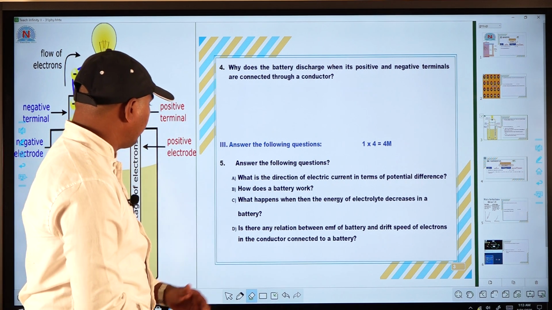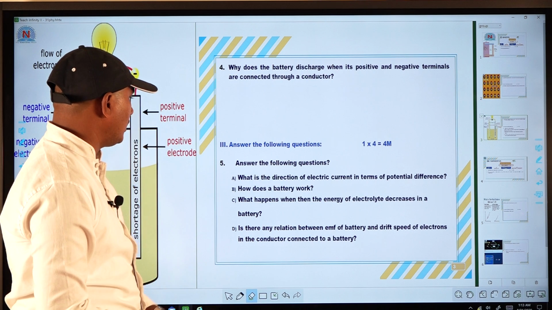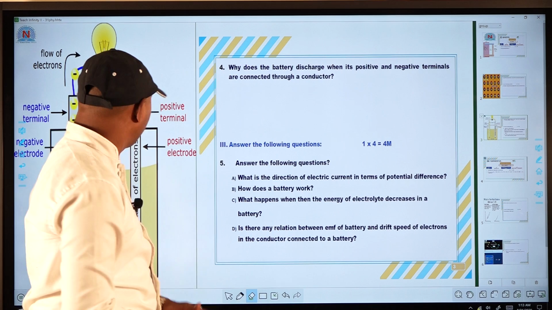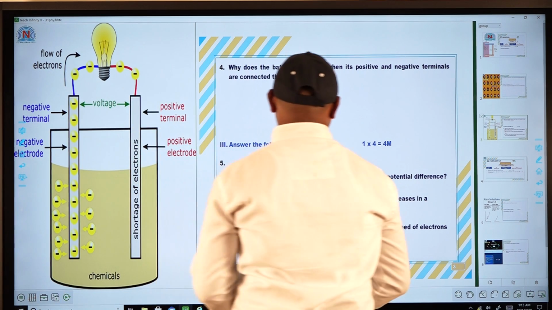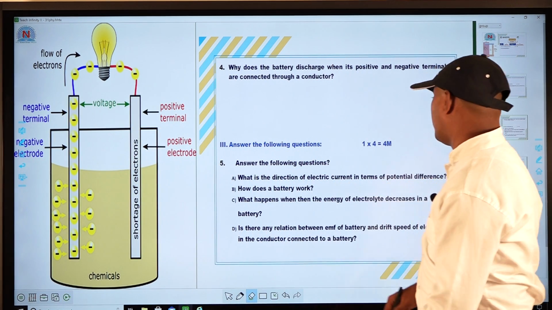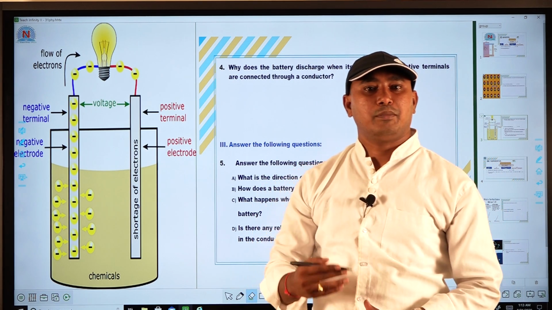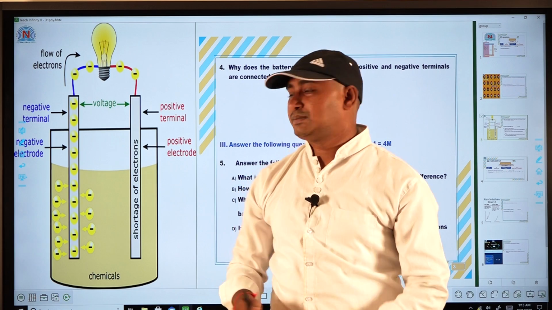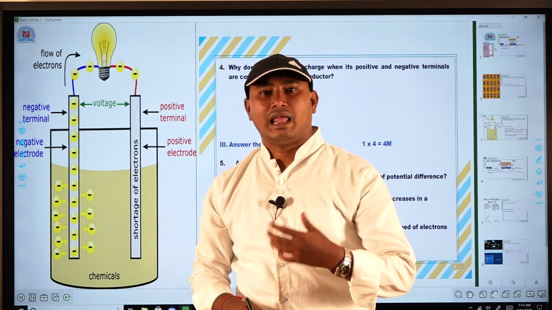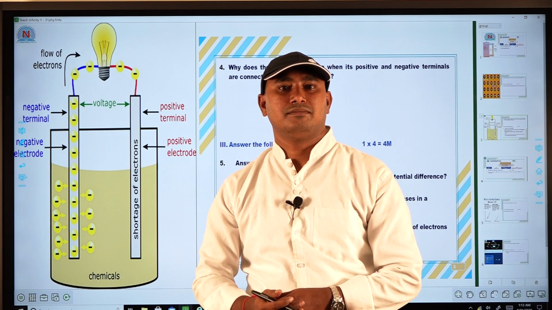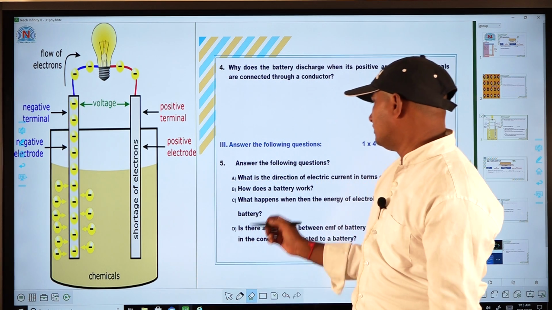Here 4 questions are there. See the first question here: what is the direction of electric current in terms of potential difference? See the picture here. Electric current always goes from high potential to low potential. Especially in a battery, the electric current direction always goes from high potential to low potential. That is the answer for the first question.